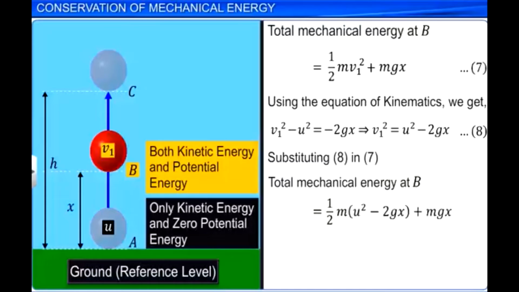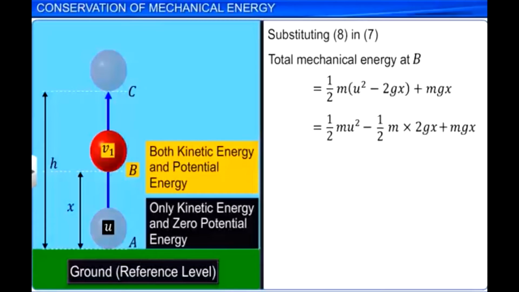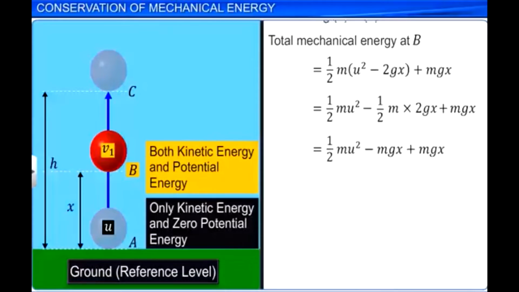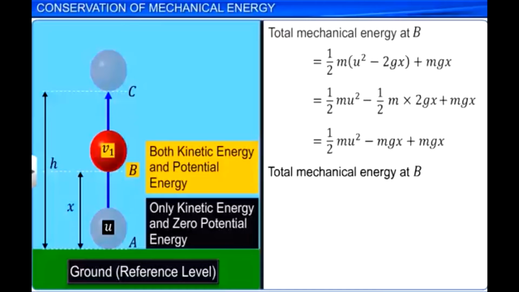And upon simplifying, we get total mechanical energy at B equal to half m into u square minus 2gx plus mgx, which is equal to half mu square minus half m into 2gx plus mgx, equal to half mu square minus mgx plus mgx. Thus we get the total mechanical energy at B equal to half mu square. Let this be equation 9.